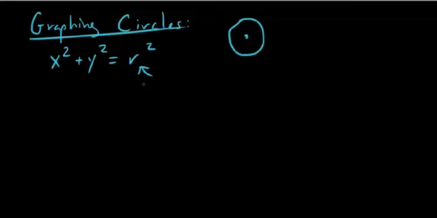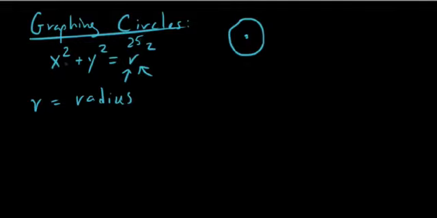Now I want to point one thing out here. R is the radius. This right here, however, is r squared. So for example, let's say r squared, this value, were actually 25. One might infer that the radius then was 5, because r is the square root of r squared.